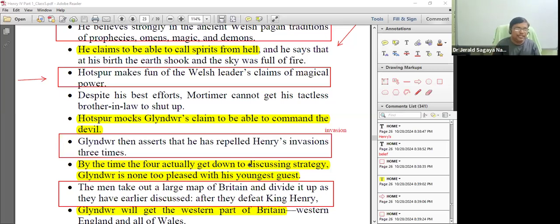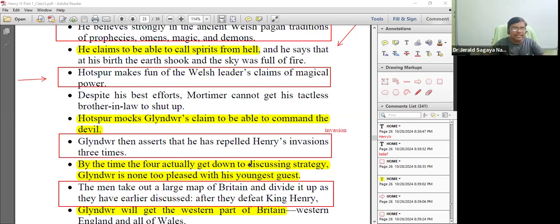Then other people enter the scene and calm down Hotspur. Hotspur is very mocking in tone, whereas Glendower is very assertive. He knows that he has certain powers, but that power is questioned by Hotspur. So he is a bit upset with his guest. But this particular issue is set right amicably.